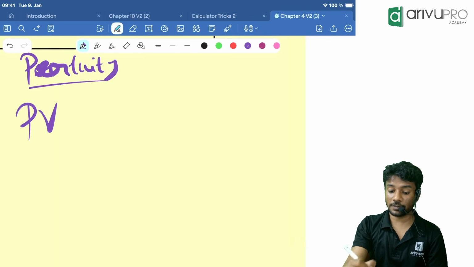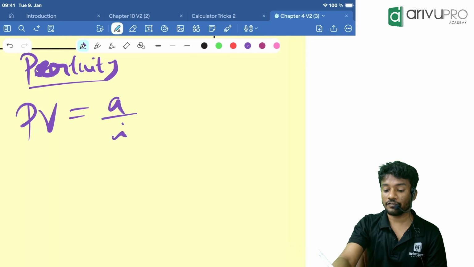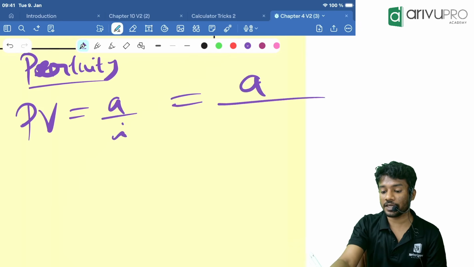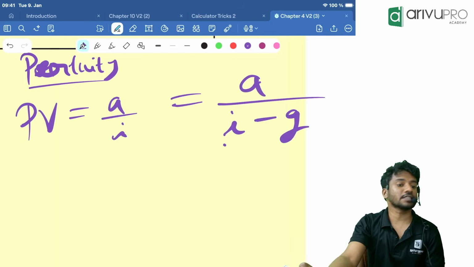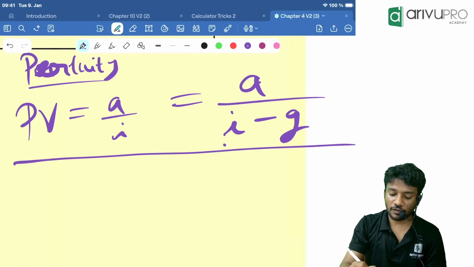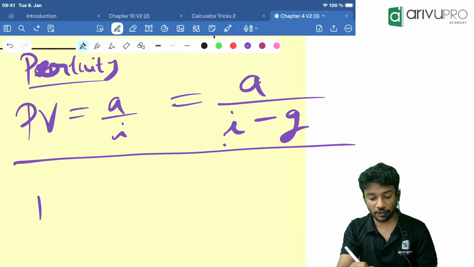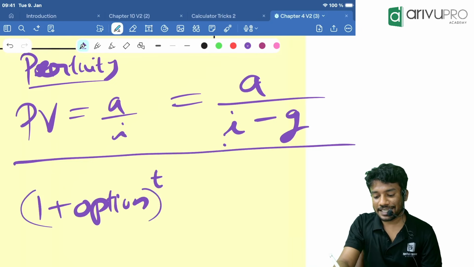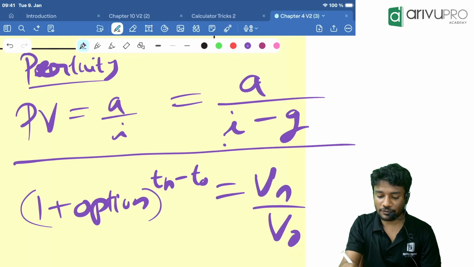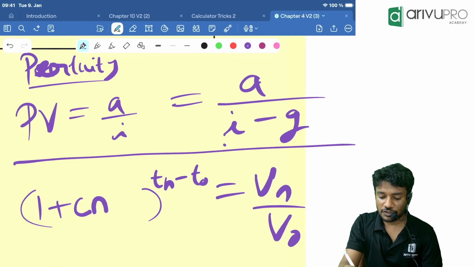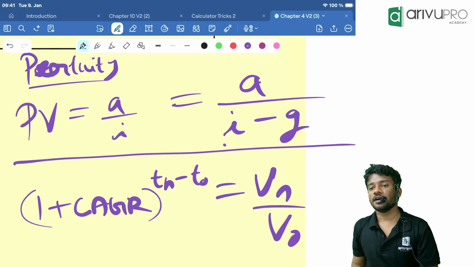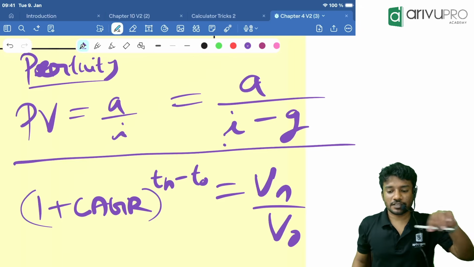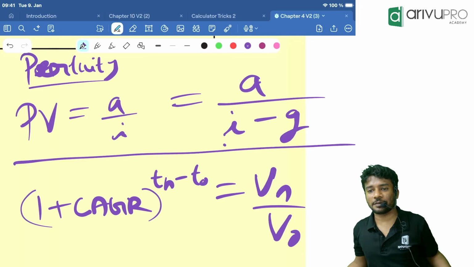What is the formula for perpetuity? A by I. If growth rate is involved, formula will be A by (I minus G), where I is the discount rate. Then, what is the formula for CAGR? What is the shortcut formula? (1 plus r) raised to (Tn minus T0) is equal to Vn by V0. This r is nothing but the CAGR. Okay. These were the things we studied from this particular chapter.